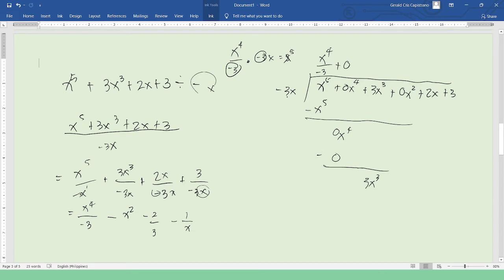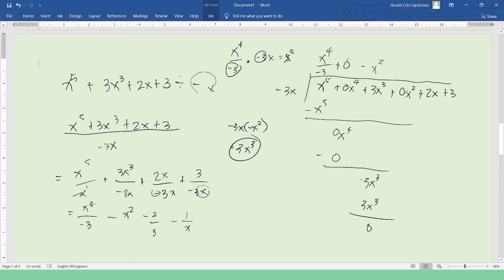Anong kailangan i-multiply natin sa 3x para makuha yung x raised to 3? So, that will be, bakit 2? We'll have there x squared. So, check lang natin. So, we'll have there negative 3x, multiply lang natin sa negative x squared. Makikita nyo negative, negative, that will be positive. Then you'll have 3x raised to 3. Okay? So, we'll have there 3x raised to 3. That will be 0. Okay?